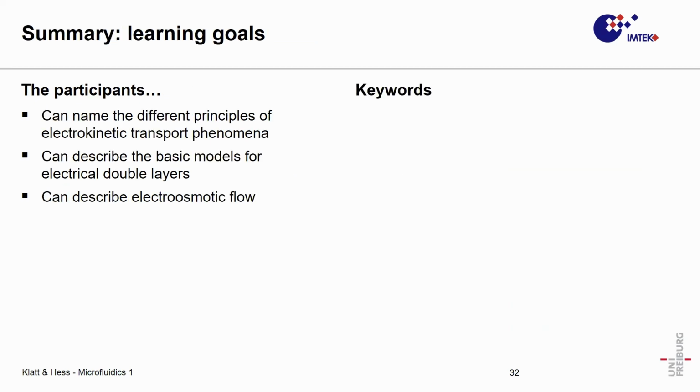All right, that's it for the electrokinetics module. And let's shortly summarize what you've learned during the 4 videos. So first, you should be able to name the different principles of electrokinetic transport. So there is electrophoresis, there's electroosmosis, and finally there is dielectrophoresis.